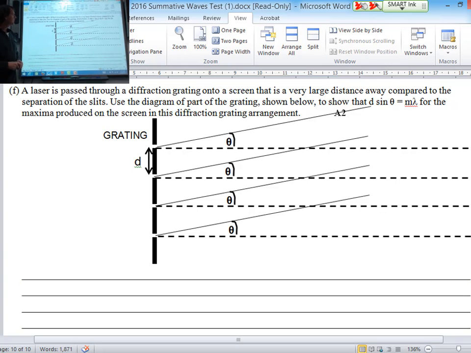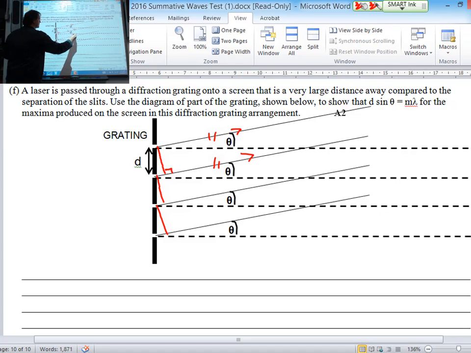Now the last part to do here is this derivation. A laser is passed through a diffraction grating to a screen that's a long way away. They've drawn these slits as being really big here. Use the diagram here to show that d sine theta is equal to m lambda for the maxima produced. So I'll be doing constructions here first of all, and each of those constructions will be based on the fact that these are going to be equal lengths to the point P on the screen. They're going to form a right angle then. These are parallel pretty much.